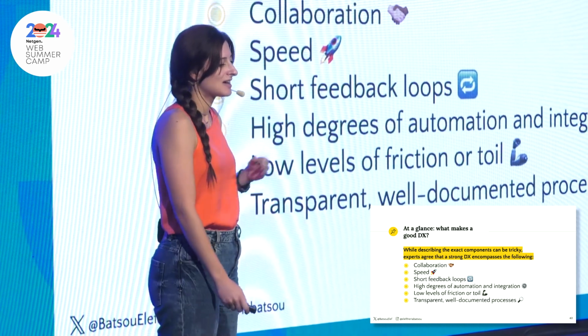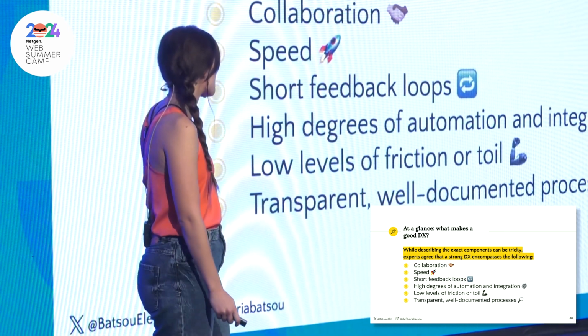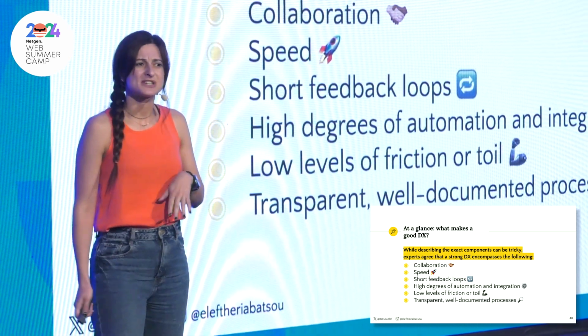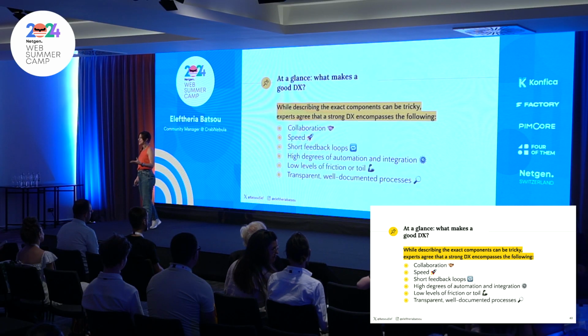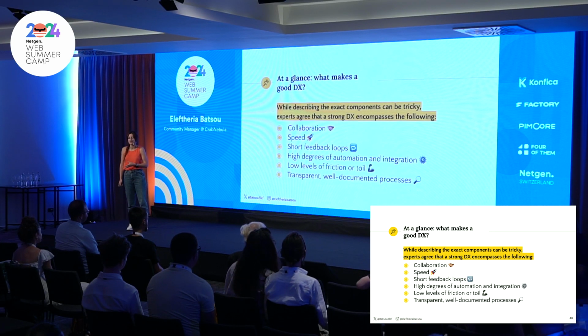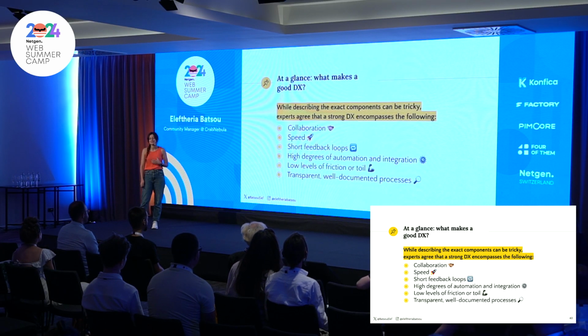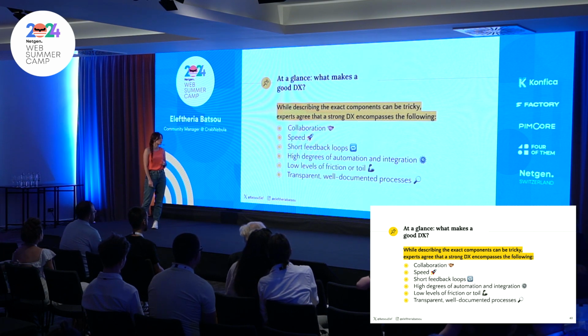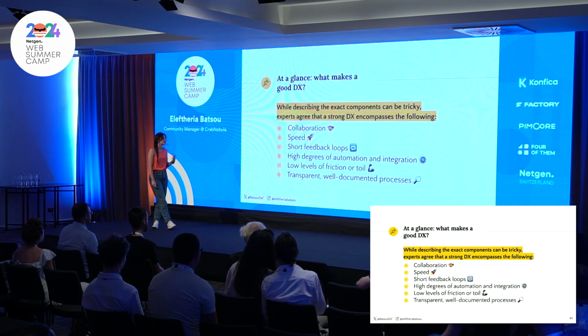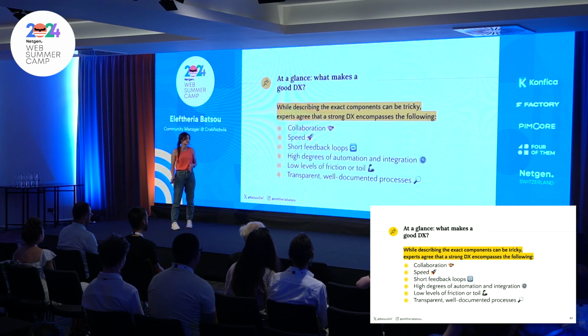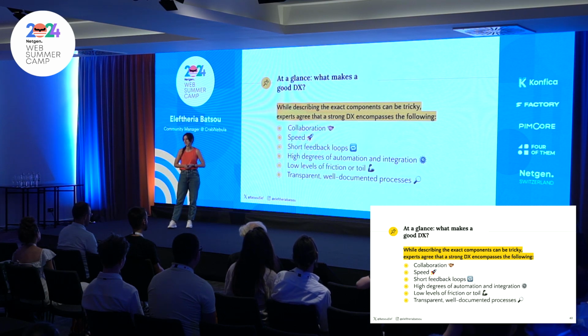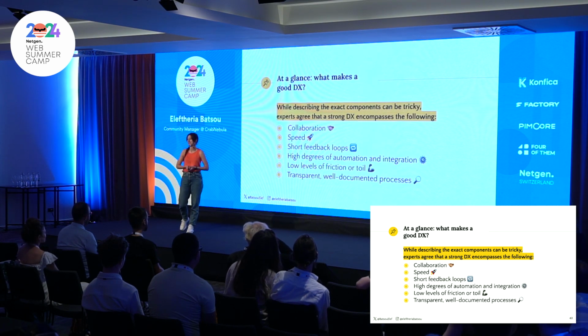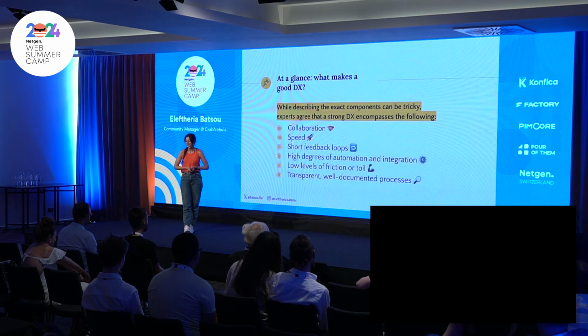And what makes a good DX? There are quite a few things here, which is actually not only for DX, but I believe it's UX and UI as well. So it's all about collaboration, speed, short feedback loops, high degrees of automation, low levels of friction, transparency, well-documented processes. And again, I'm pretty sure that all of you feel these things, or you want to improve these kinds of things in your company.